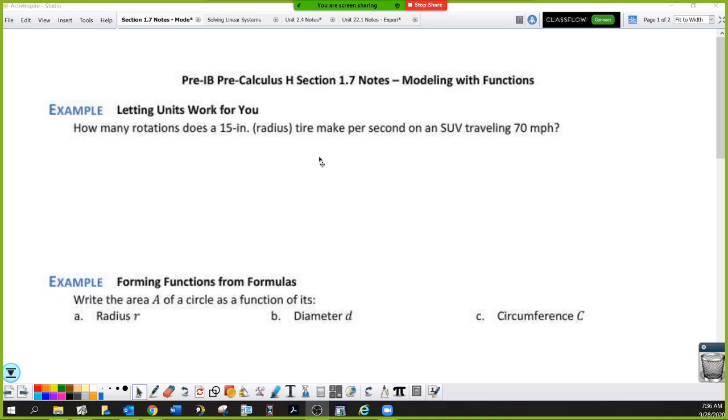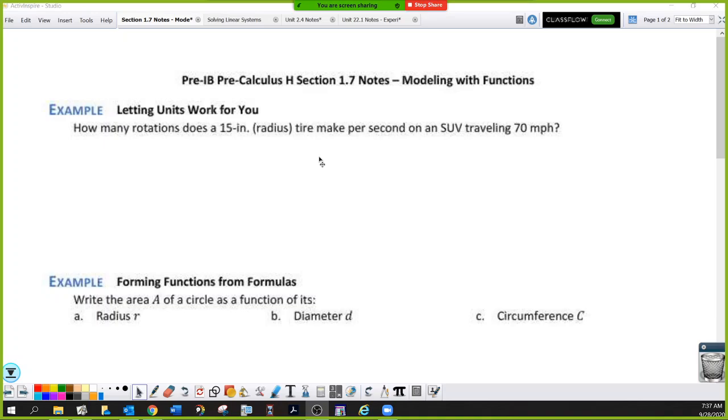First one says, how many rotations does a 15-inch, and that's its radius, tire make per second on an SUV traveling 70 miles per hour? This is good old unit conversion. That's all it is. Unit conversion, unit cancellation. You do this a lot in science, and here we are going to do it in math.